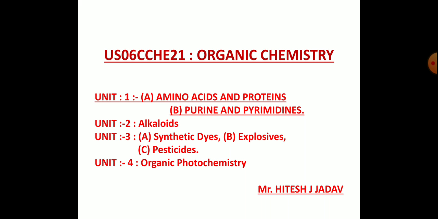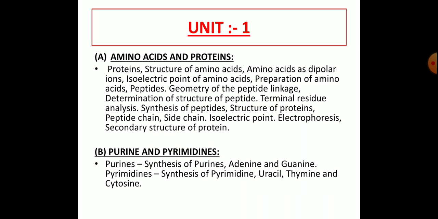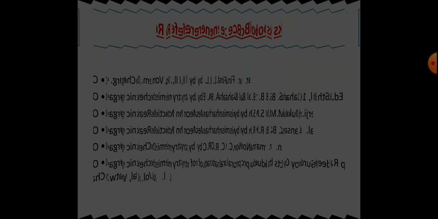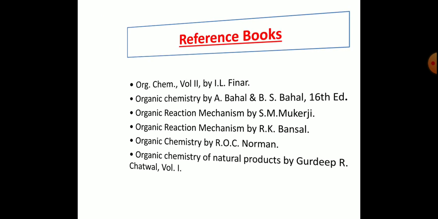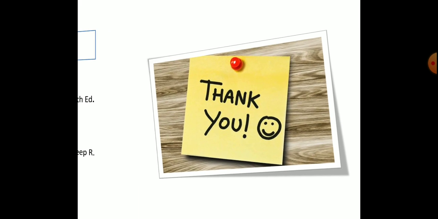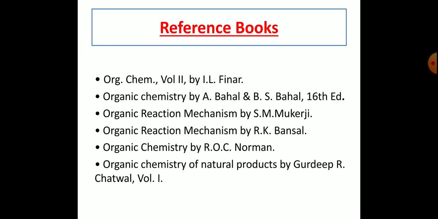In this lecture, we discuss about syllabus and introduction to our subject. Now, we start our unit 1, that is amino acids and proteins, and part B is purines and pyrimidines in the next lecture. But before next lecture, let's see some reference books for our subject.